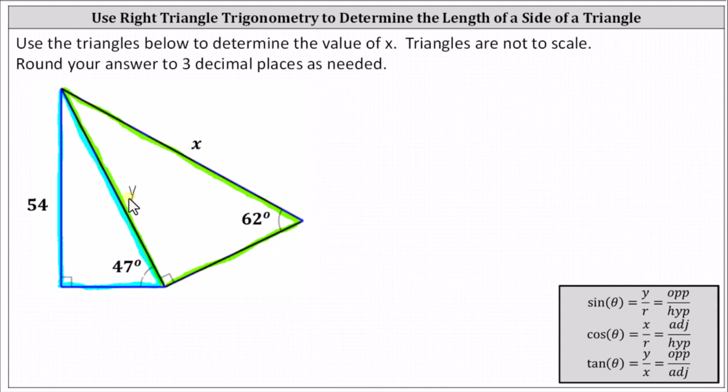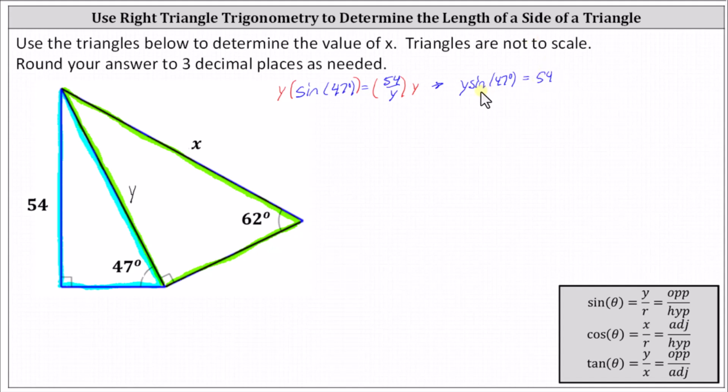Recall sine theta equals the ratio of the opposite side to the hypotenuse for any right triangle. This indicates sine 47 degrees equals 54 divided by y. And now we need to solve for y. Let's first multiply both sides by y to clear y from the denominator. This gives us y sine 47 degrees equals 54.